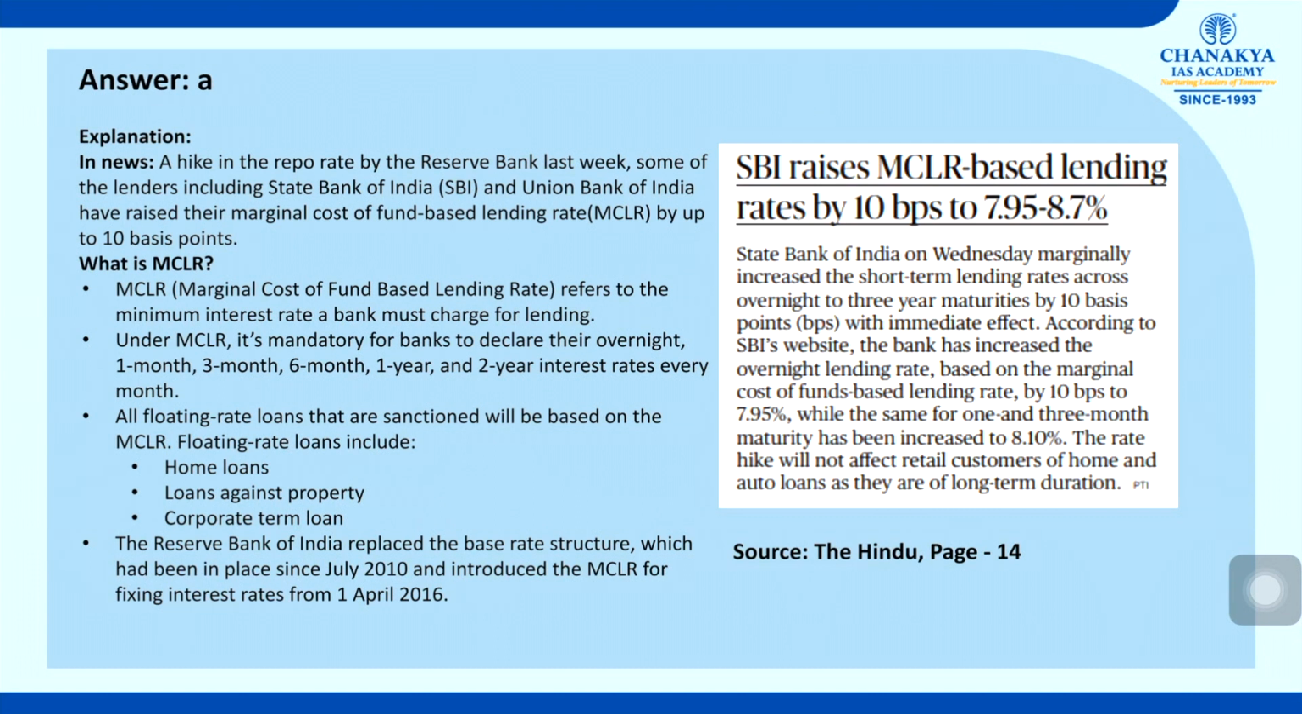Now, what is MCLR? MCLR, that is marginal cost of fund-based lending rate, refers to the minimum interest rate a bank must charge for lending. Under MCLR, it's mandatory for banks to declare their overnight, 1 month, 3 month, 6 month, 1 year and 2 year interest rates every month. All floating rate loans that are sanctioned will be based on the MCLR. Floating rate loans include home loans, loans against property, corporate term loan.